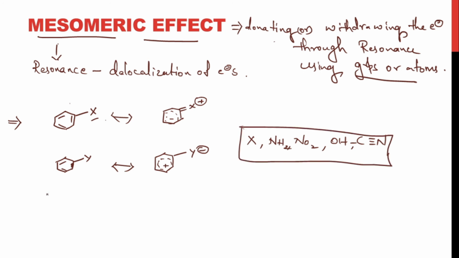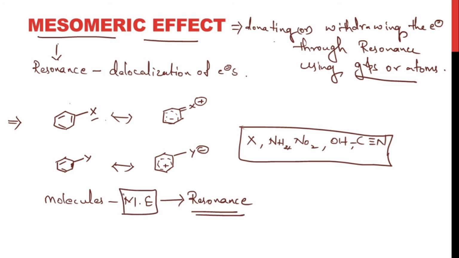From this, what did we understand? Molecules which are exhibiting mesomeric effect will definitely have resonance in them. Without the resonance, there won't be any mesomeric effect, right? By this, we can understand all the molecules which are exhibiting mesomeric effect are resonating molecules. But can you say all the molecules having resonance effect would also have mesomeric effect?